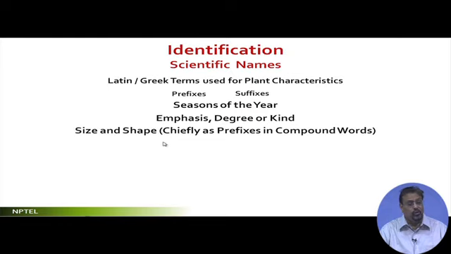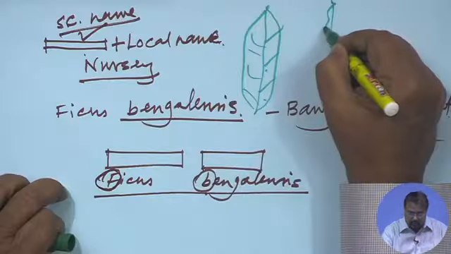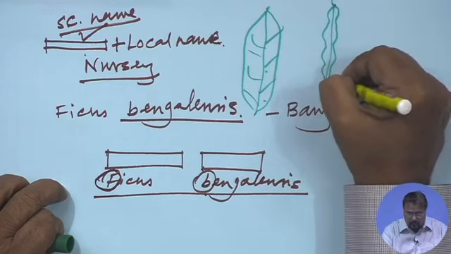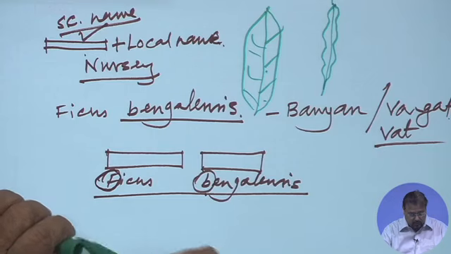It may be size and shape, meaning chiefly prefixes in compound words. What happens is that size and shape sometimes get added to another word. Let me give you an example: the Deodar tree, which has a leaf like this kind of leaf. You must have seen this kind of leaf.